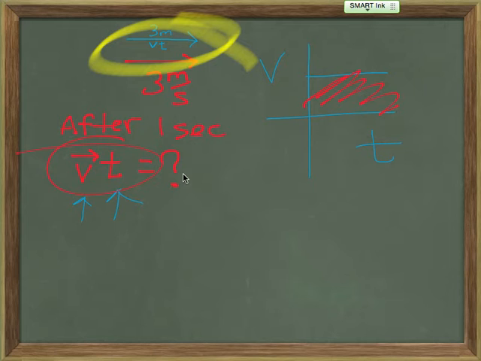Now let's see what would happen if it were half of a second. So if you had a velocity vector, same vector, say it's 3 meters per second. The question is, what does your velocity times time vector look like? And this is half of a second, so I have to cut this vector in half. I'm not going to change its direction, but I'm going to make it half the length. So now this vector has a length of 1.5.